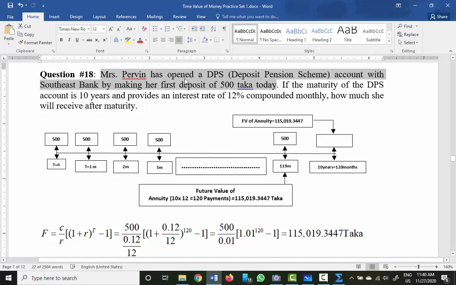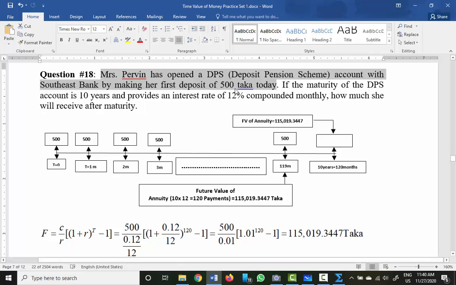So Mrs. Parveen has opened a DPS account with Southeast Bank by making her first deposit of 500 taka today. So that means at the end of every month she will pay. This is a DPS account, that means you need to deposit on a monthly basis. She has deposited her first payment today, so the annuity is starting from today. So this is annuity due.